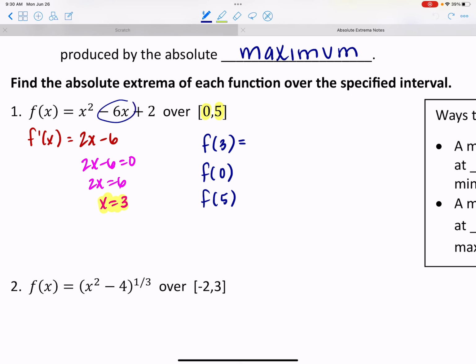Negative 6 times 3 is negative 18, so 9 minus 18 would be negative 9, plus 2 is going to make a negative 7, and by all means use a calculator for that if you want to. Plug in a 0, that's going to give us a 2, and then plug in a 5, we're going to have 25 minus 30, so negative 5 plus 2, which would be a negative 3.